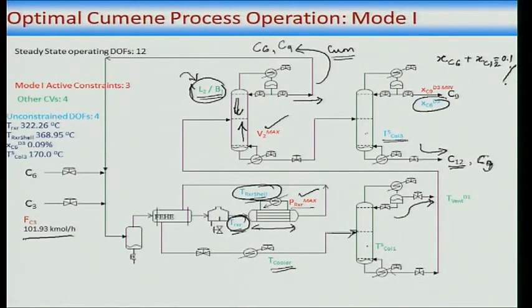So, between these two impurities in the product, C6 and C12, only one is independent. If I choose X C6 as independent, that means if I set X C6 equal to, let us say, 0.05%, then X C12 will be 0.1 minus 0.05, so 0.05%. If I choose X C6 to be 0.08%, then X C12 will be 0.02%. Now, why is this economically important?